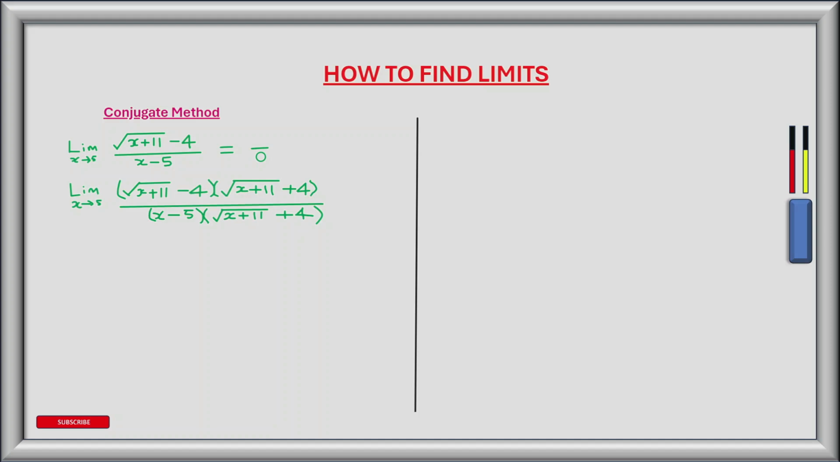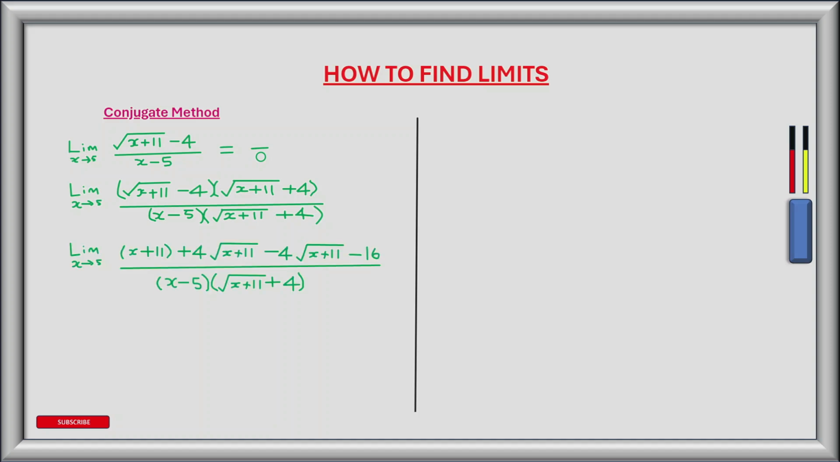So using the conjugate method, we can multiply the numerator by its conjugate, and then also multiply the denominator by that conjugate. So the numerator has the square root of x plus 11 minus 4. So the conjugate of that is the square root of x plus 11, plus 4. So multiplying numerator and denominator by the conjugate, we get this.